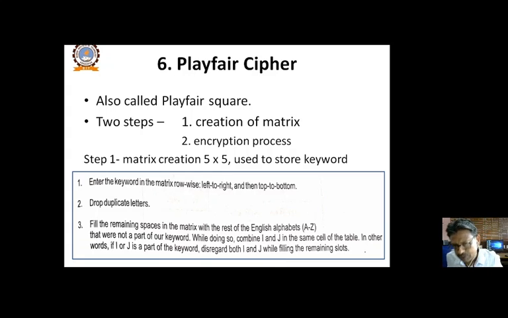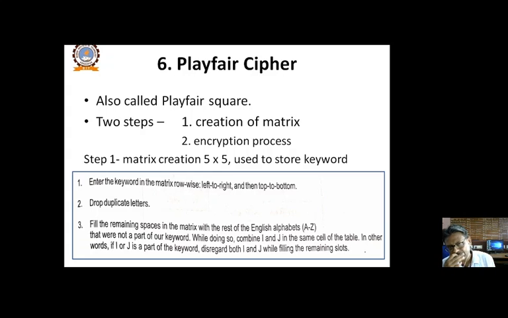So what does it actually mean? We have certain characters in the key, which we have assumed is a keyword, and that keyword will not have all the 26 characters of the English alphabet. We are creating a matrix of 5 cross 5, which means 25 blocks, and we have to accommodate the 26 characters of the English alphabet into the 25. That is why the third point is written: I and J will be sharing the same block, and that is how we accommodate all 26 characters within the 5 by 5 matrix.